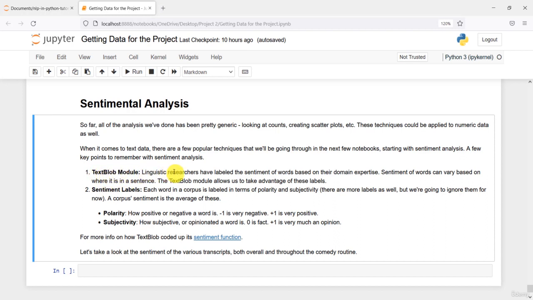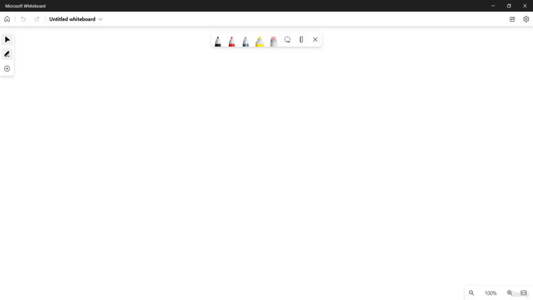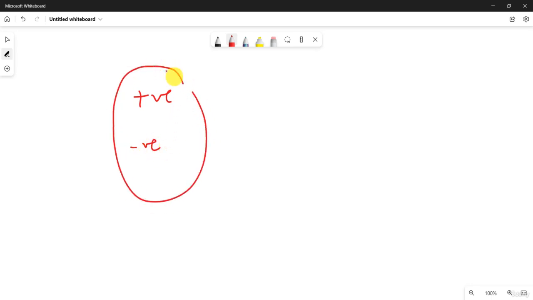Linguistic researchers have labeled the sentiments of words based on their domain expertise. The sentiment of a word can vary based on where it is used in the sentence. The TextBlob module allows us to take advantage of these labels. For example, let's say I have some positive words and some negative words. These labels will be predefined inside TextBlob.